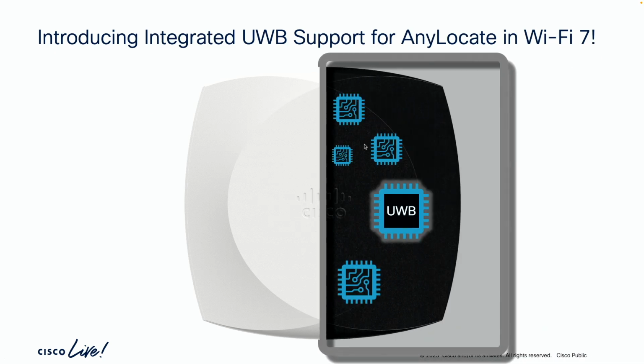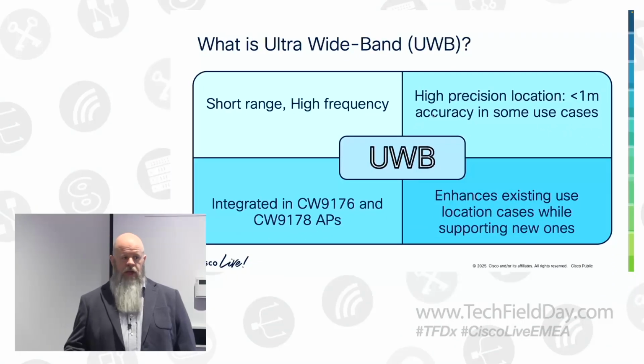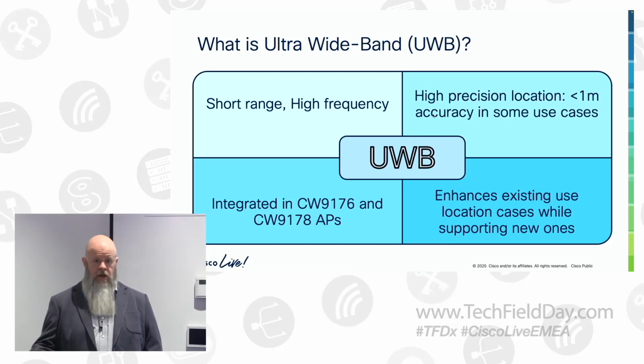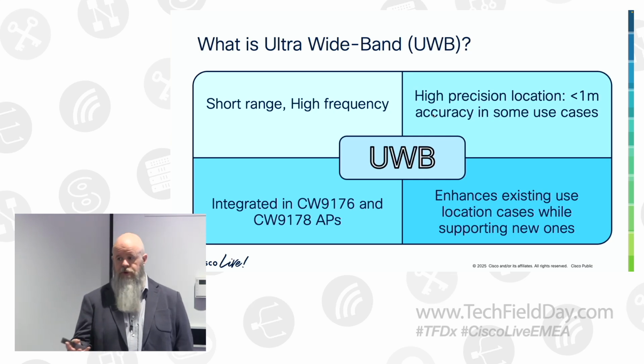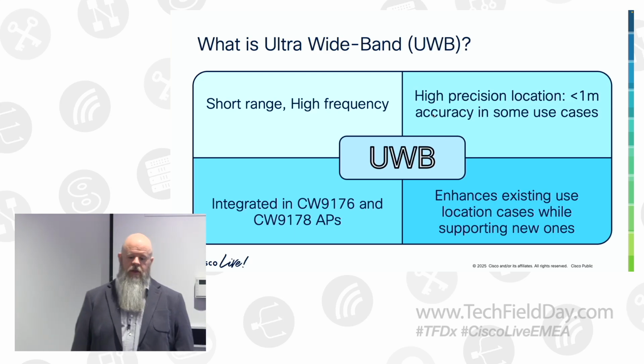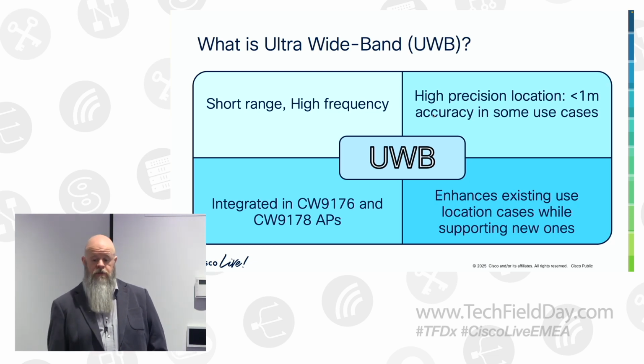So we have ultra wideband radios integrated into our 9176 and our 9178, and that's my feeble attempt at an X-ray animation. So you may not be familiar with ultra wideband because it has nothing to do with Wi-Fi, but it's a short range, high frequency technology that exists in iPhones and other Android phones for searching for tags and things. You've probably seen it. It's very, very accurate. Sub-meter accuracy, way less than sub-meter in a lot of cases. And we're integrating it to make the existing use cases better and explore new use cases as well.